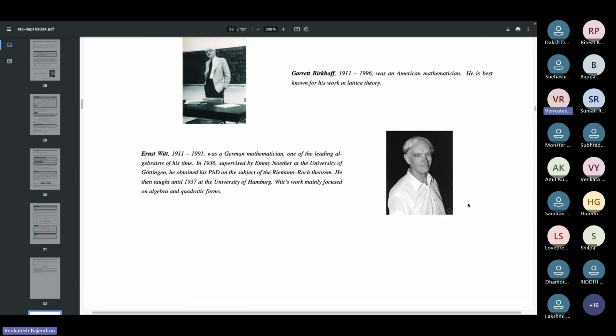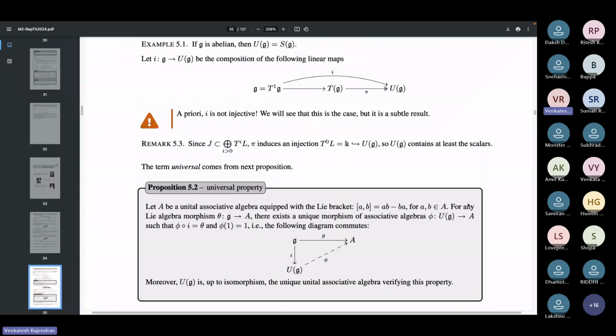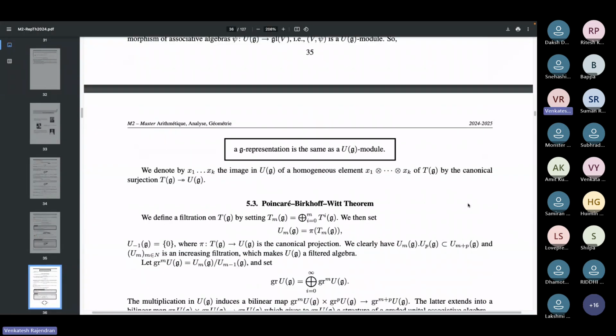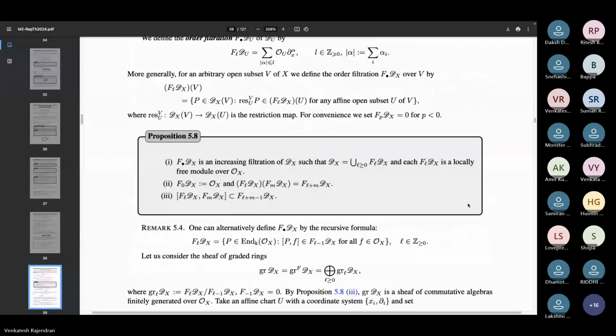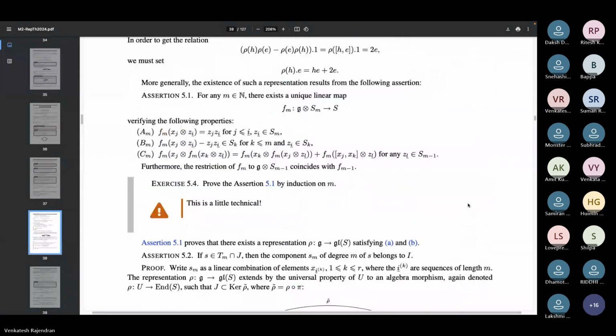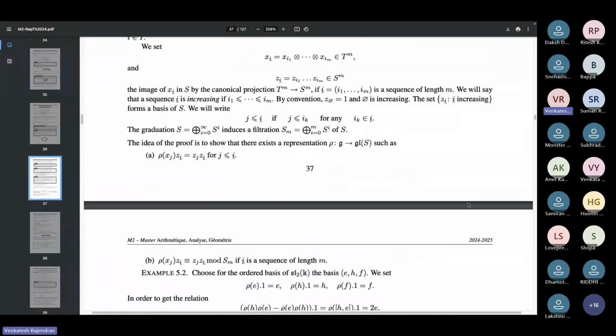So she actually follows Humphreys' proof. Actually, she has some typos, so you should be careful in that. You can see that you are demanding some map here.